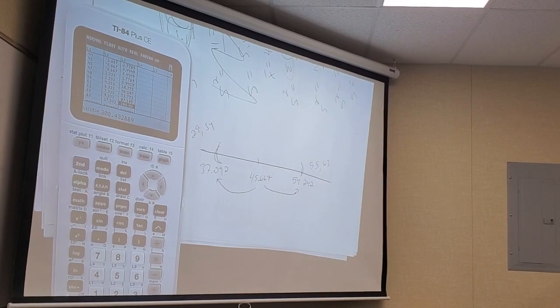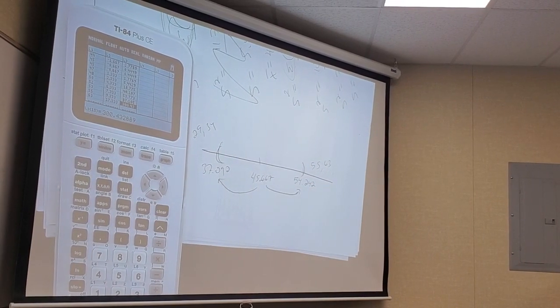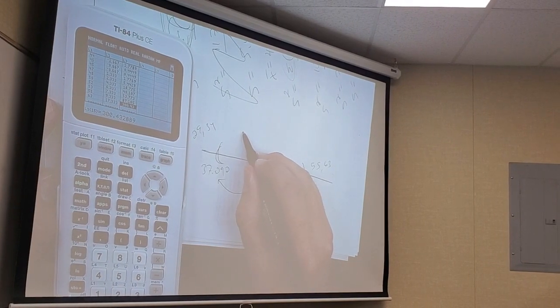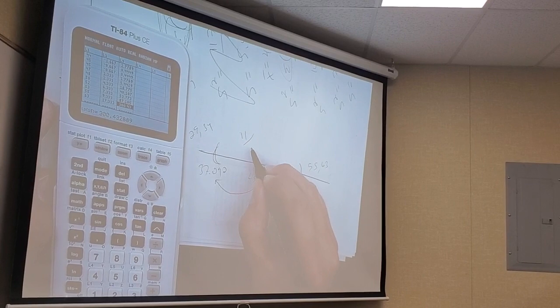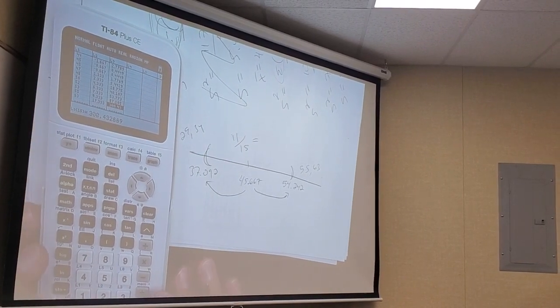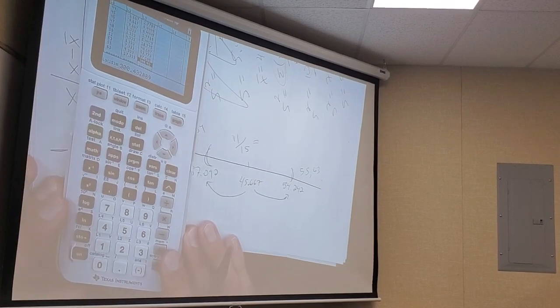55 and 60. 55 and 63. So there's four things not in there. You guys with me? And there are 15 data points. How many things are in here? 11 out of 15. Can you make that a percentage? Yeah.